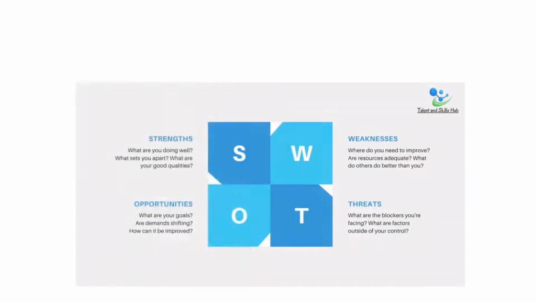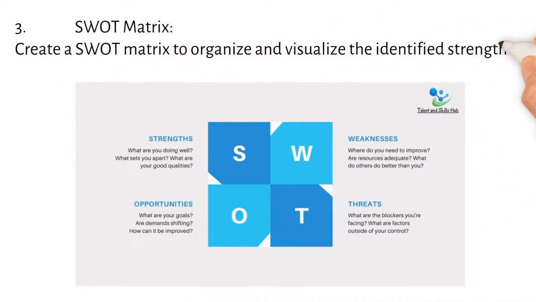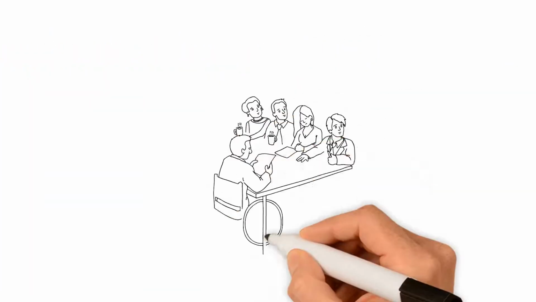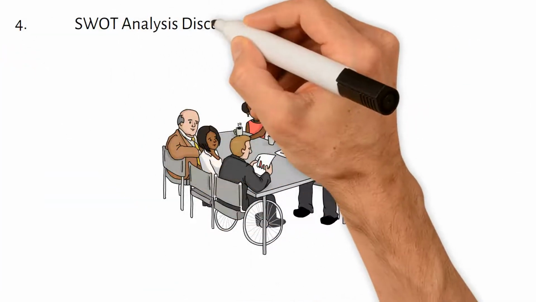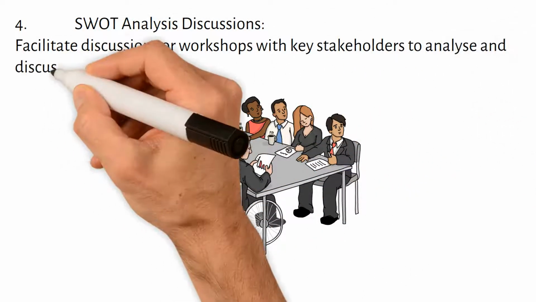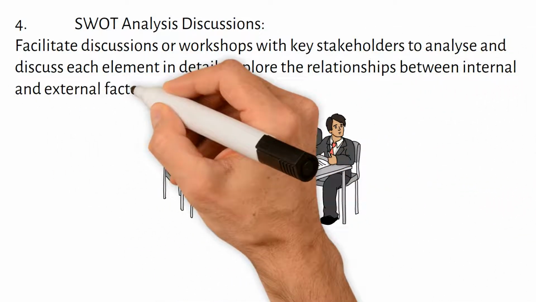3. SWOT matrix. Create a SWOT matrix to organize and visualize the identified strengths, weaknesses, opportunities, and threats. 4. SWOT analysis discussions. Facilitate discussions or workshops with key stakeholders to analyze and discuss each element in detail. Explore the relationships between internal and external factors.